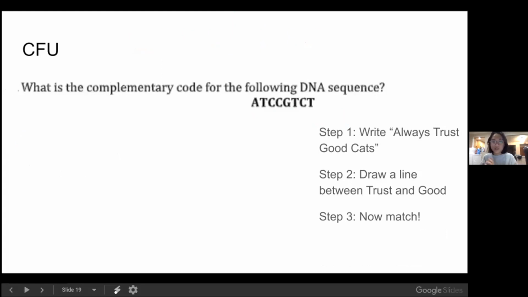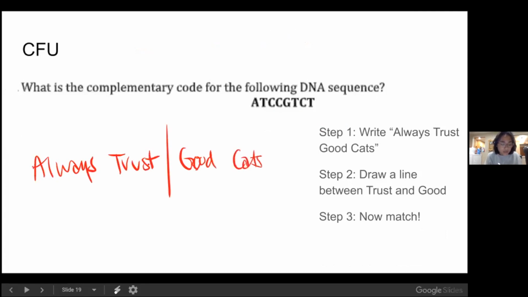Go ahead and try a CFU for yourself again. This time you're just going to type it out. And again, follow your steps. All right, so step 1, always trust good cats. So let's go ahead and check it. We're going to match. A matches with T, T matches with A, G, G, C, A, G, A. Thymine, adenine, guanine, guanine, cytosine, adenine, guanine, adenine.